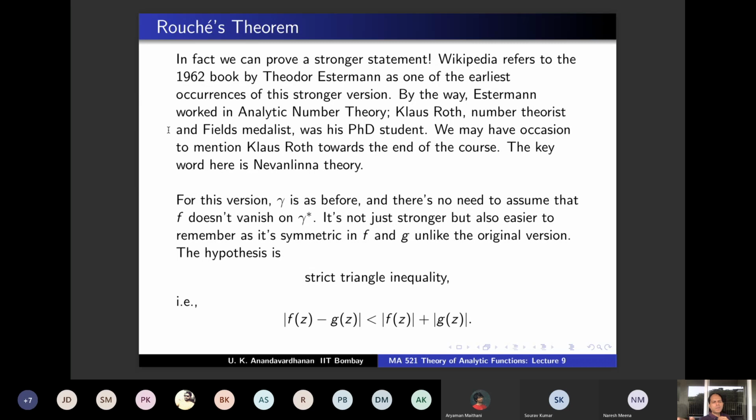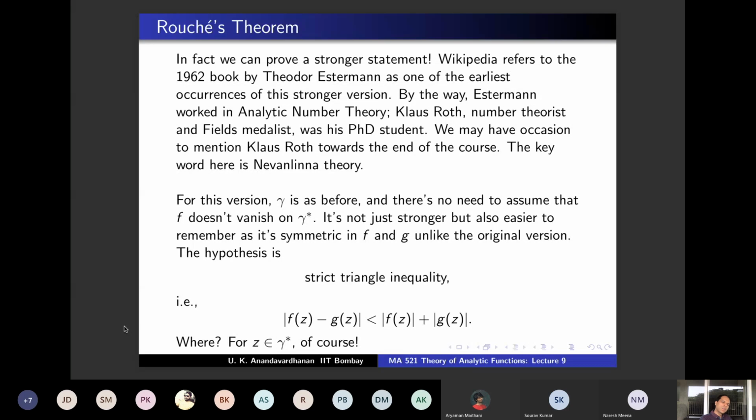I can also say mod fz minus gz, right? Instead of g, I can take minus g, and I can formulate it like this. The point to note is that it is strict. And where is this inequality given? Where is the inequality in the original Rouché's theorem given? On gamma star, on the boundary. So same here, on gamma star, of course. So for z in gamma star, you have this inequality, and then Rouché's theorem is true.